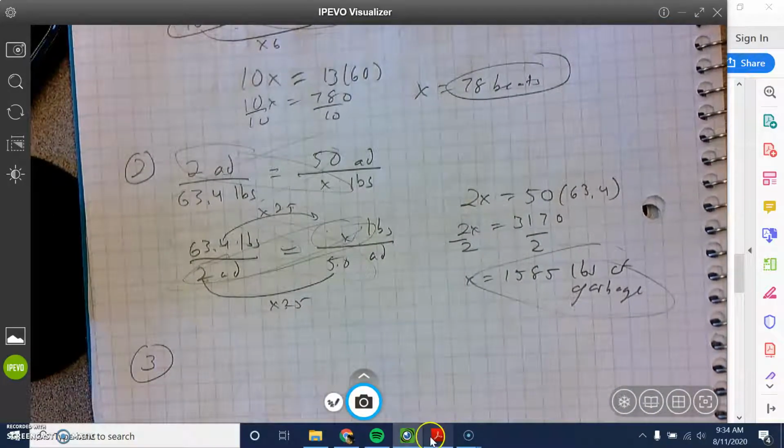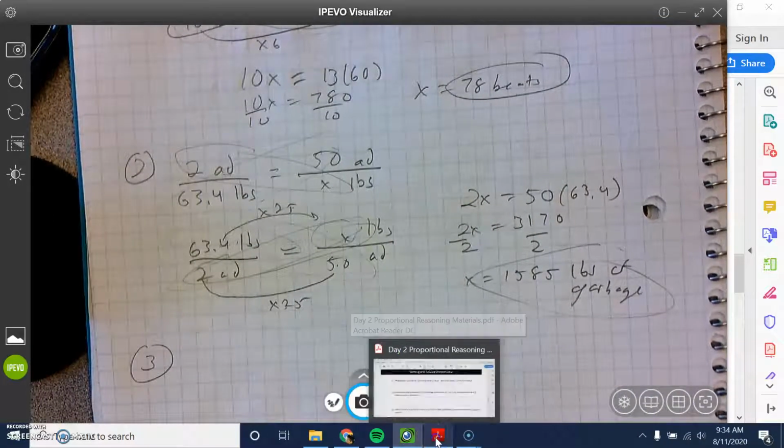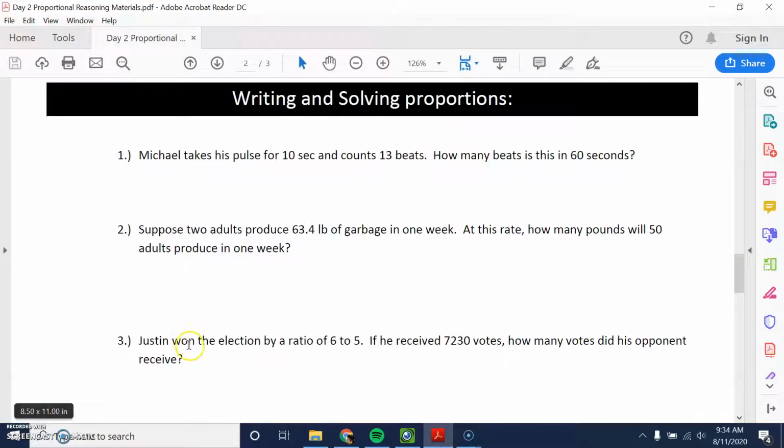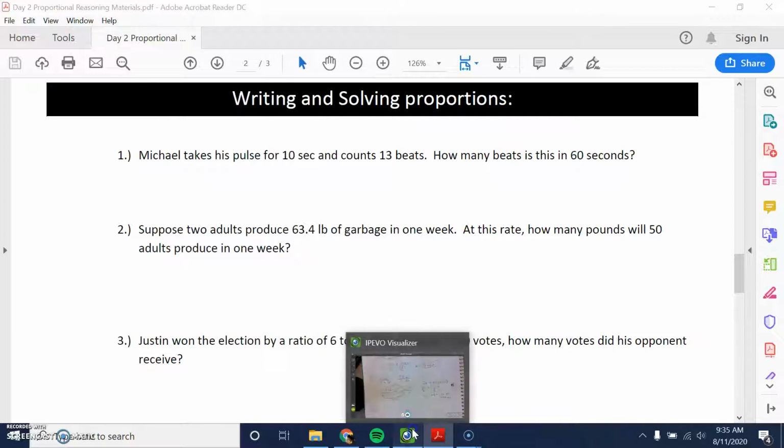Let's check it out. All right, Justin won the election by a ratio of 6 to 5. 6 what to 5? Well, I don't know. If he received 7,230 votes, how many votes did his opponent receive? So Justin won by 6 to 5. So I guess the 6 is Justin and 5 is the opponent because Justin won. Justin probably has more. So he received 7,230 votes.